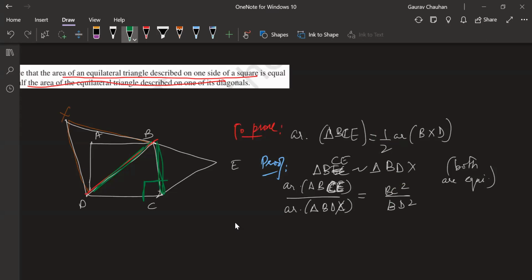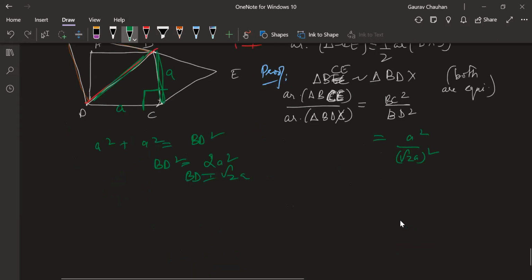We know this is a right triangle. We know this is A, this is A. If we take A square plus A square is equal to BD square, we'll get BD square is equal to 2A square. We'll get BD is equal to root 2A. This is root 2A, this is A. That will give me A square by root 2A whole square. Basically Pythagoras theorem I'm going to use. I'll get 1 by 2 into A square by A square gets cancelled. 1 by 2 will be there. This goes to the right hand side.